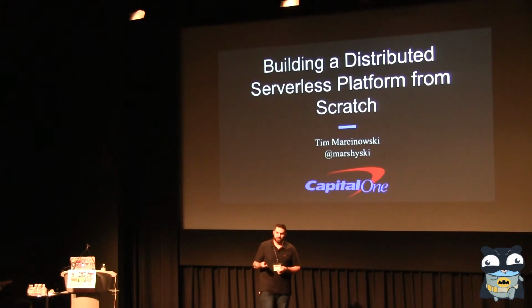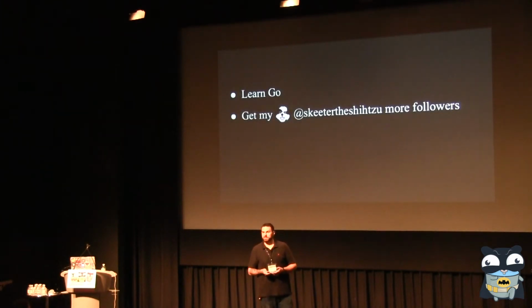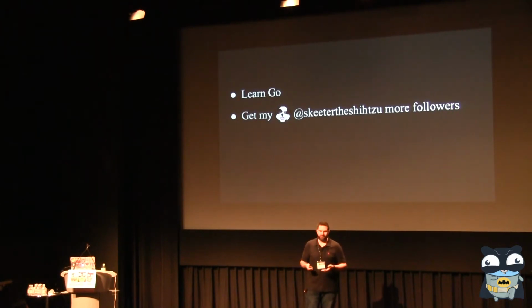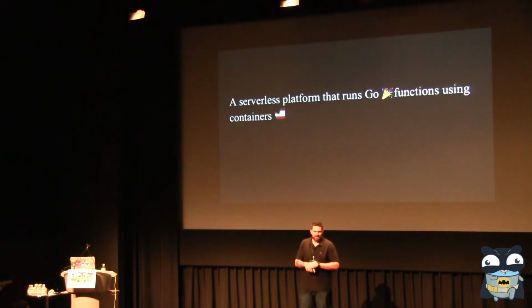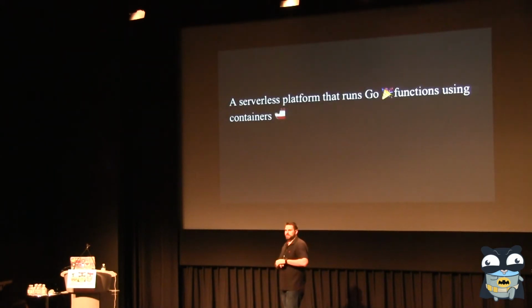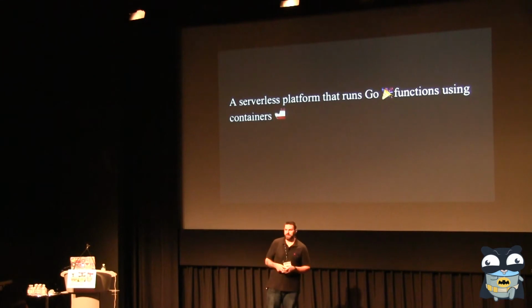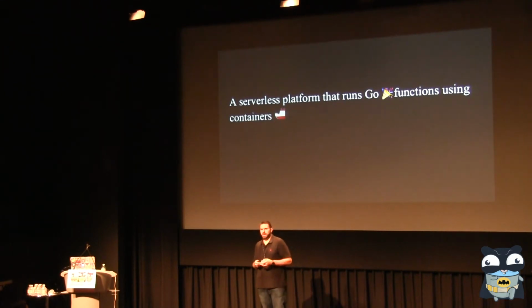I had two goals when I started: I wanted to learn Go, or at least learn it better, and essentially I just wanted to get my dog, Skeeter, more followers on Instagram. Those are basically my two motivations for this weekend project that I've been building in my free time. The grand vision was to build a serverless platform to run Go functions in Docker containers, which I thought was pretty cool, pretty ambitious, and still kind of new to Go.